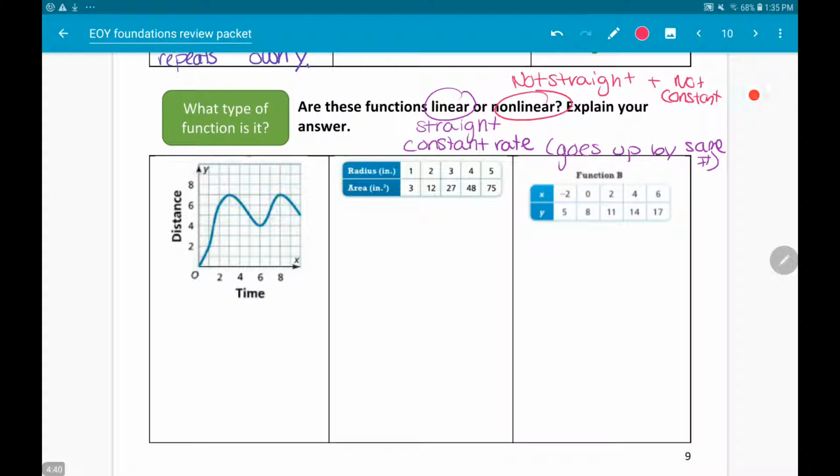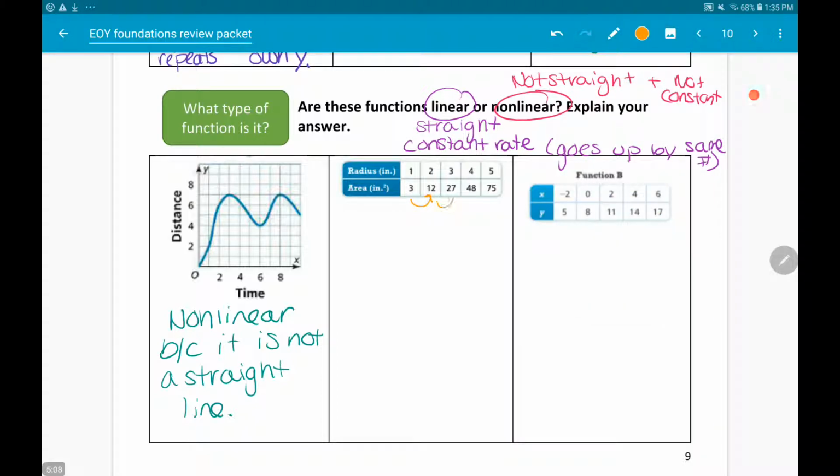Alright, so let's look at this first one. Is that first graph straight? Yes or no? So is it linear or nonlinear? Okay, this is nonlinear because it is not a straight line. So on a graph, it's easy to see, but what happens when it's on a table? When it's on a table, we need to count and see what our numbers are going up by. So to get from each place, am I going up by the same value?